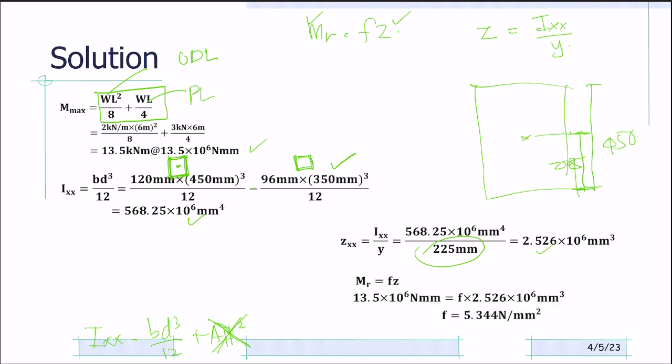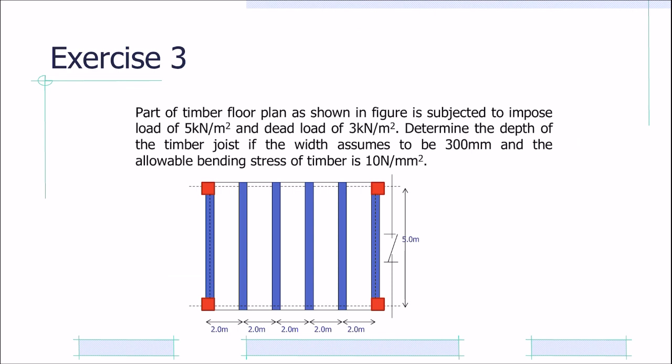And finally, you can calculate the value of F by filling this formula. The value of MR you dah ada, which is this one, and we have the value of Z. Then you can get the F. Alright, so we are done with exercise 2. Let's move to exercise 3.